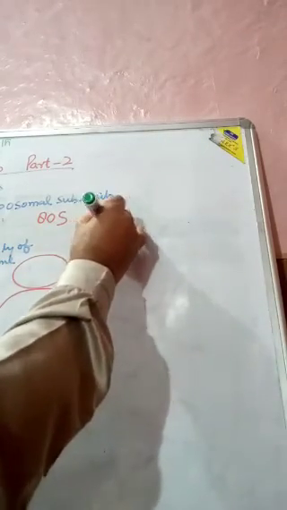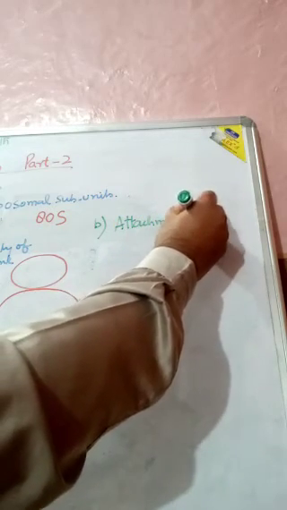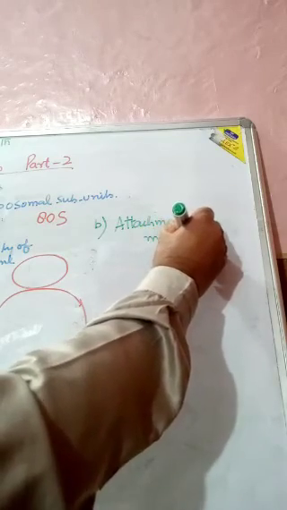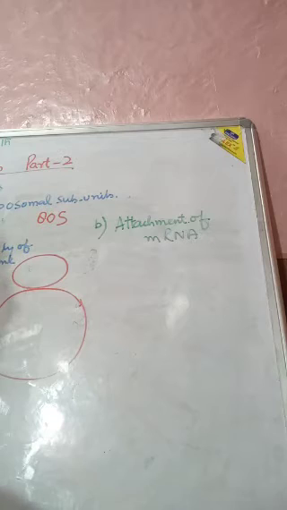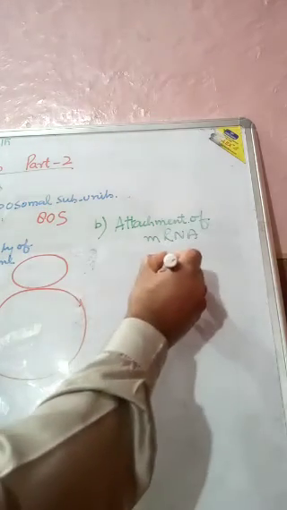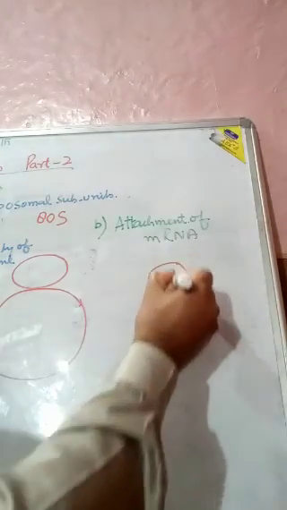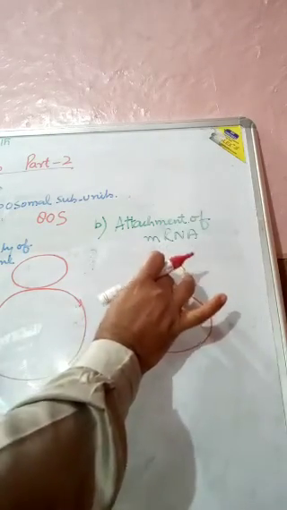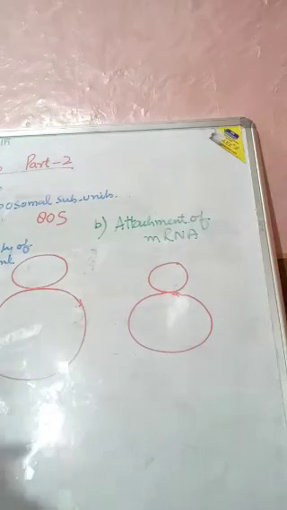The second step is the attachment of mRNA. This is the smaller subunit, this is the larger subunit. Here we will see this is the mRNA binding site, on the smaller one.